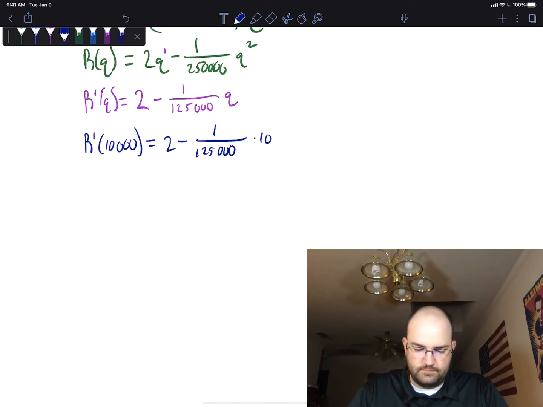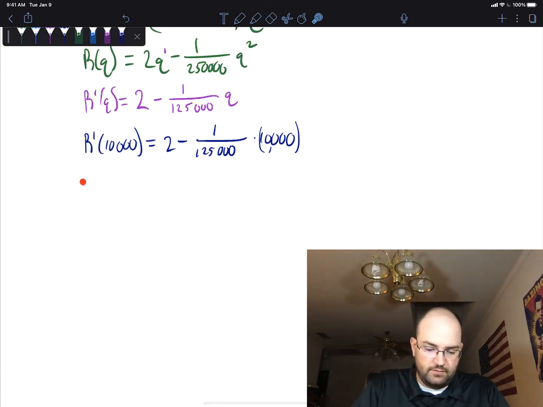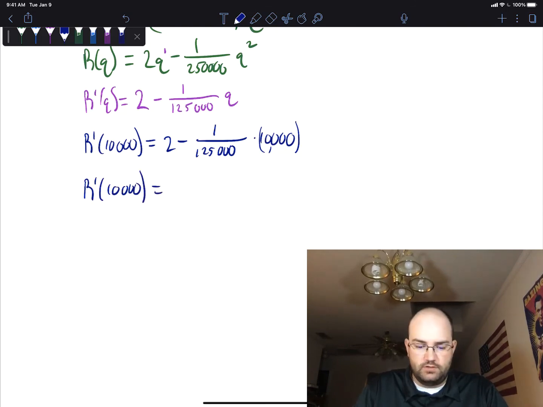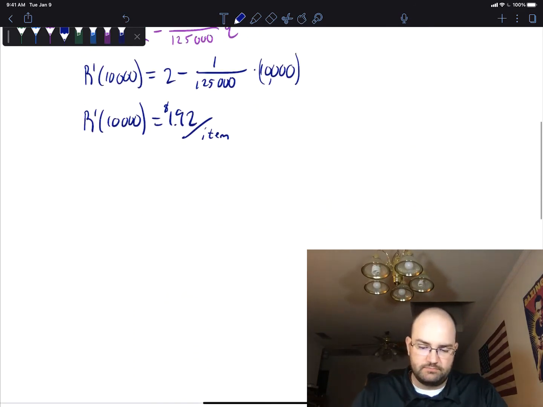So just plug in 10,000 for Q. This is just 10,000 divided by 12,500. So 2 minus 10,000 divided by 12,500, and that gives you R prime of 10,000 is 1.92. Now, it told us that the price is in dollars, and this is per item, per unit. Same thing.